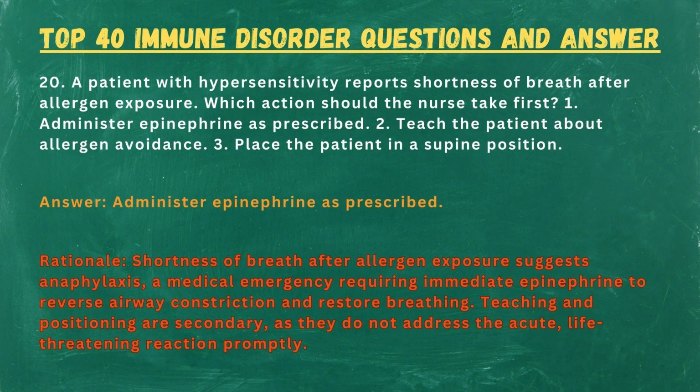Administer epinephrine as prescribed. 2. Teach the patient about allergen avoidance. 3. Place the patient in a supine position. Answer: administer epinephrine as prescribed. Rationale: shortness of breath after allergen exposure suggests anaphylaxis, a medical emergency requiring immediate epinephrine to reverse airway constriction and restore breathing. Teaching and positioning are secondary, as they do not address the acute, life-threatening reaction promptly.